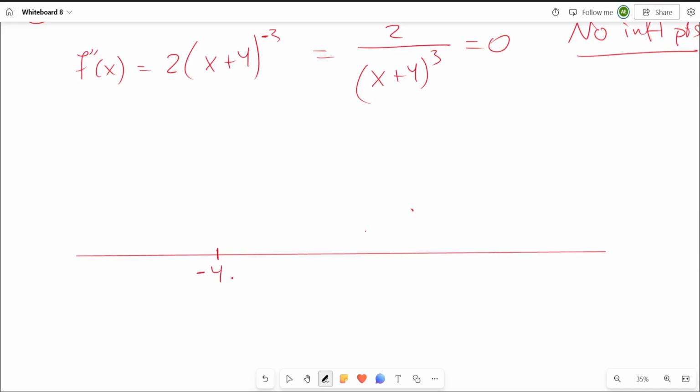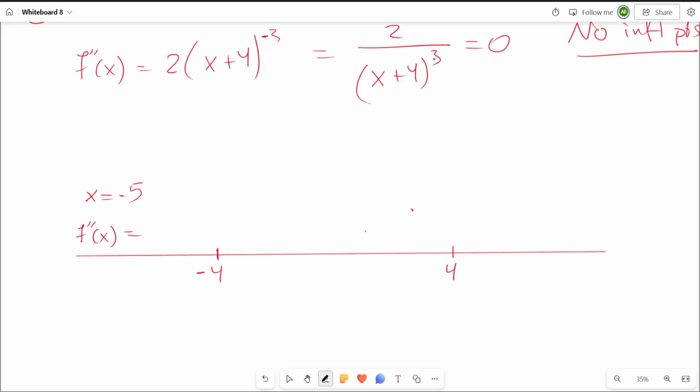So let's say x equals -4, x equals 4. Over here, let's take again x equals -5. F double dash of x is going to equal 2 over -5 plus 4 cubed, which is -1.